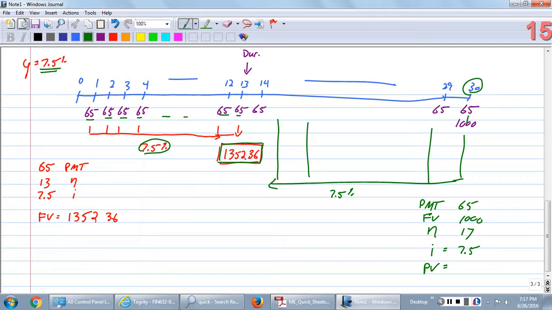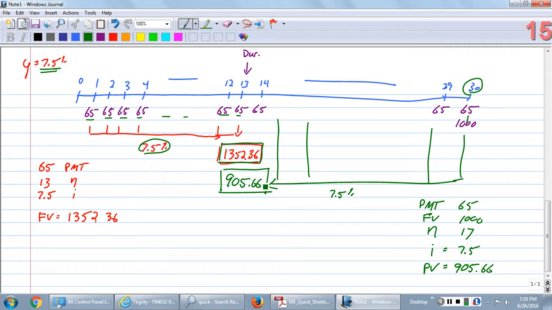And I get, I'm doing it, that can't be right. Let's try it one more time. 65 is my payment. 1,000 is future value. 17 is N. 7.5 is I. Solve for PV. And this time I get something that makes sense. 905.66. Alright? So, at this stage, at year 13, you should have potentially two pots of money.